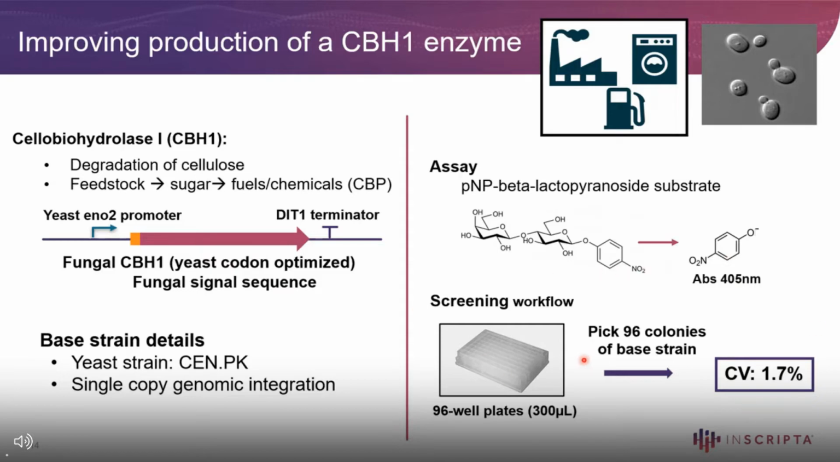Our screening workflow was all done in a high-throughput manner using automation. The microfermentations were done in 96-well plates using 300 microliters of media. To show you a little about the noise in this screening workflow, if I pick 96 colonies of the base strain and take them through the entire workflow, we have a CV of about 1.7%, so very low noise, which allowed us to identify CBH1 overproducing strains with even small improvements in CBH1 production.